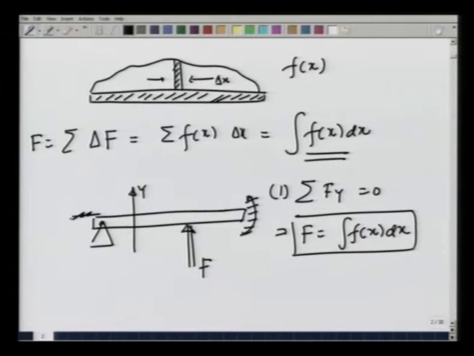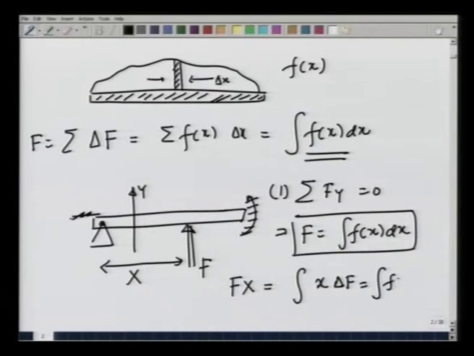The second equilibrium condition is that the torque about this pin joint vanish, and that requires that the distance of the force that I am applying, call this x, be such that it nullifies the torque generated by this force f(x). So, F times x should be equal to summation x delta f, which is nothing but integration x f(x) dx.